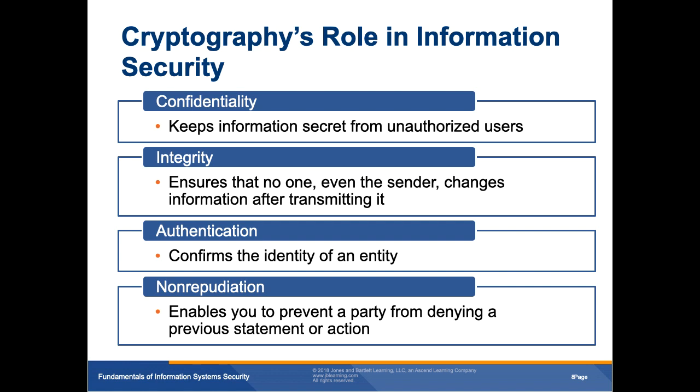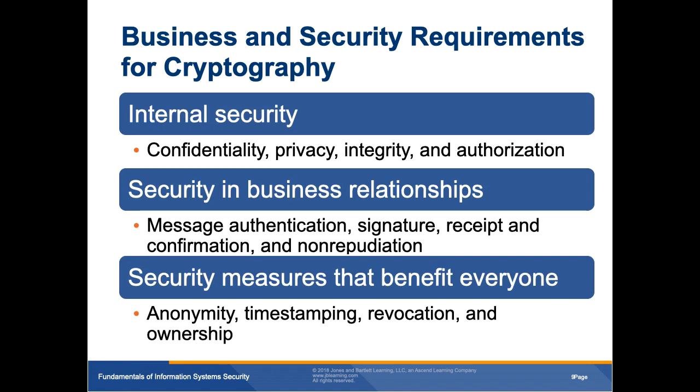Cryptography's role in information security: confidentiality keeps our information secret from unauthorized users. Integrity, we can use it to ensure no one, even the sender, has made changes to information while it was being transmitted. Authentication can also be used to confirm the identity of an entity. And non-repudiation enables you to prevent a party from denying a previous statement or action. In other words, you can prove they did it.